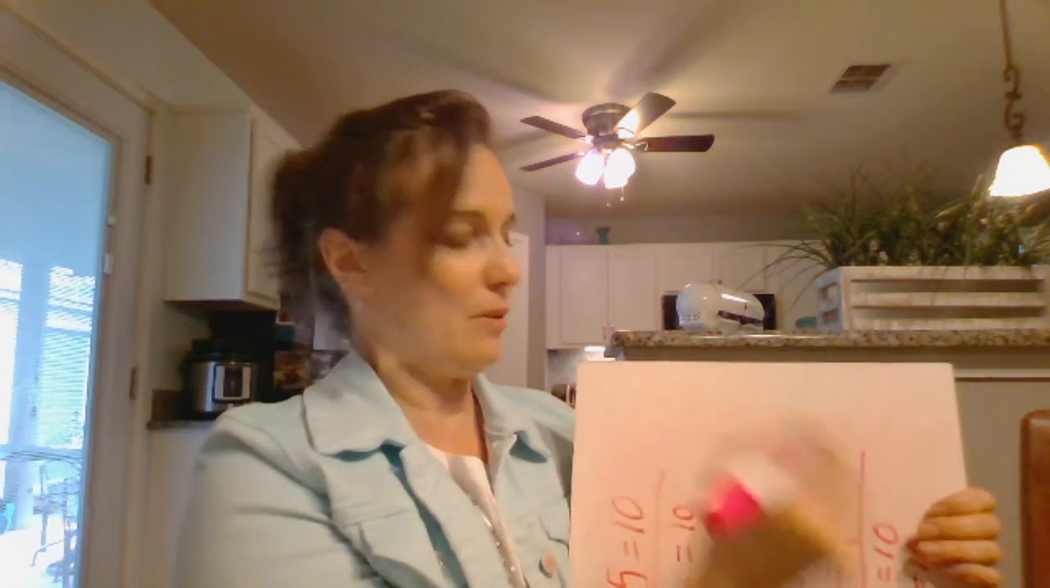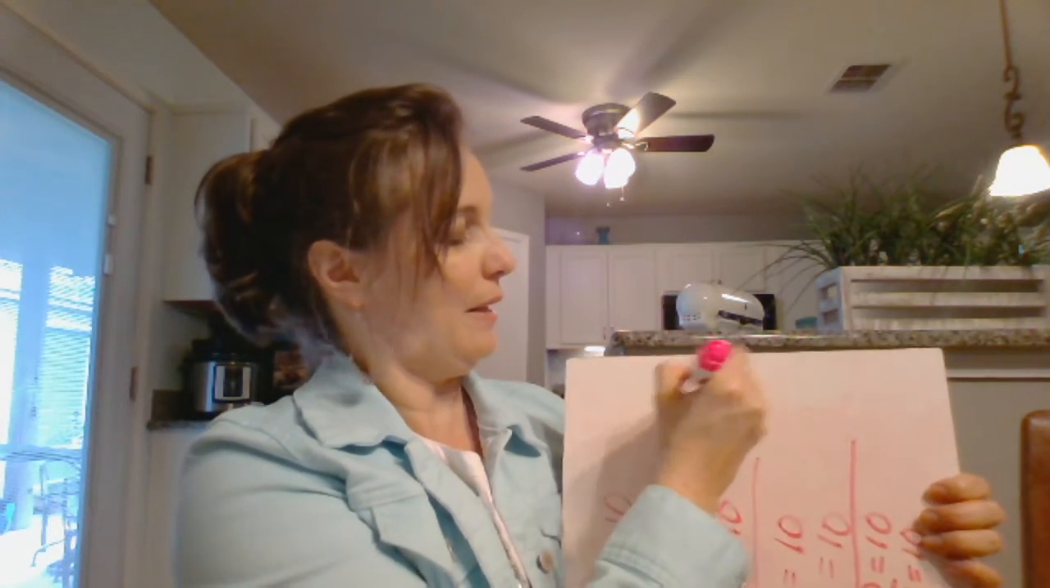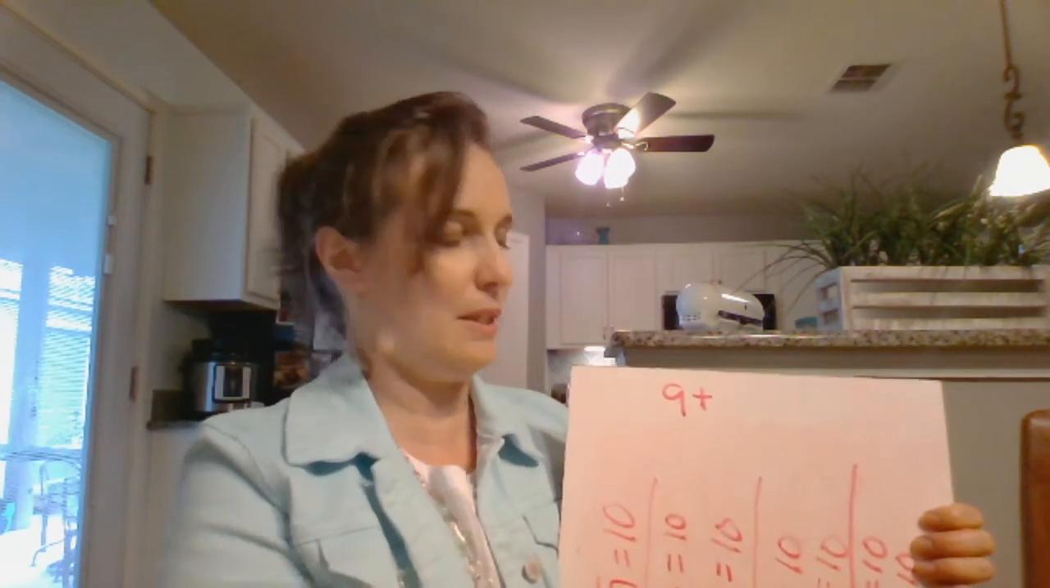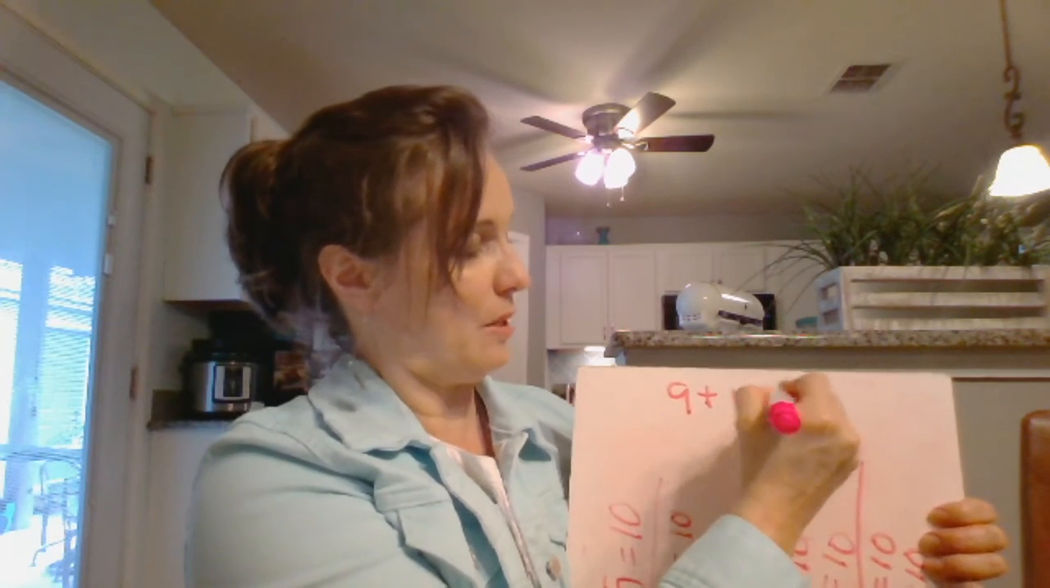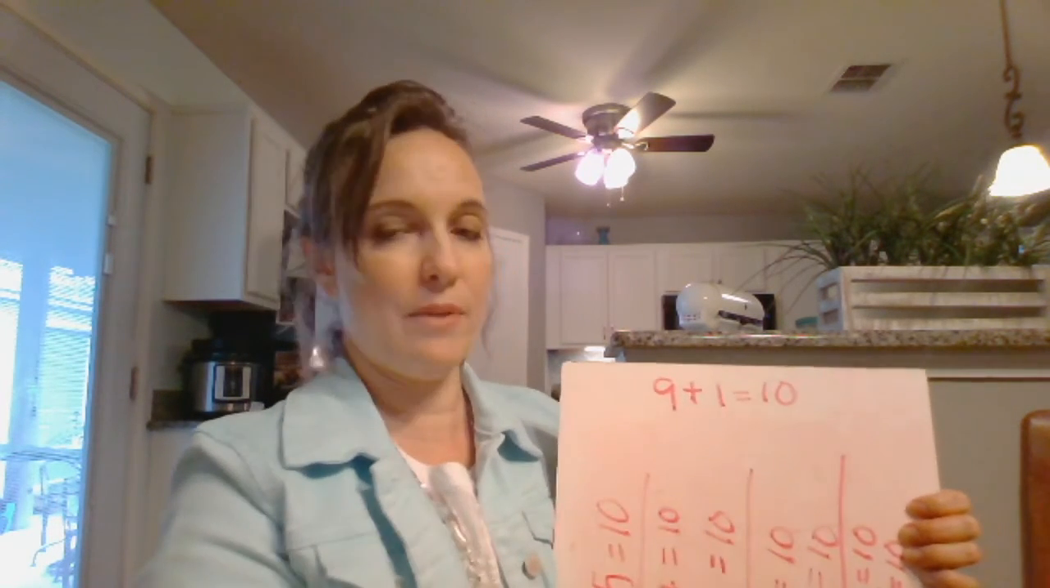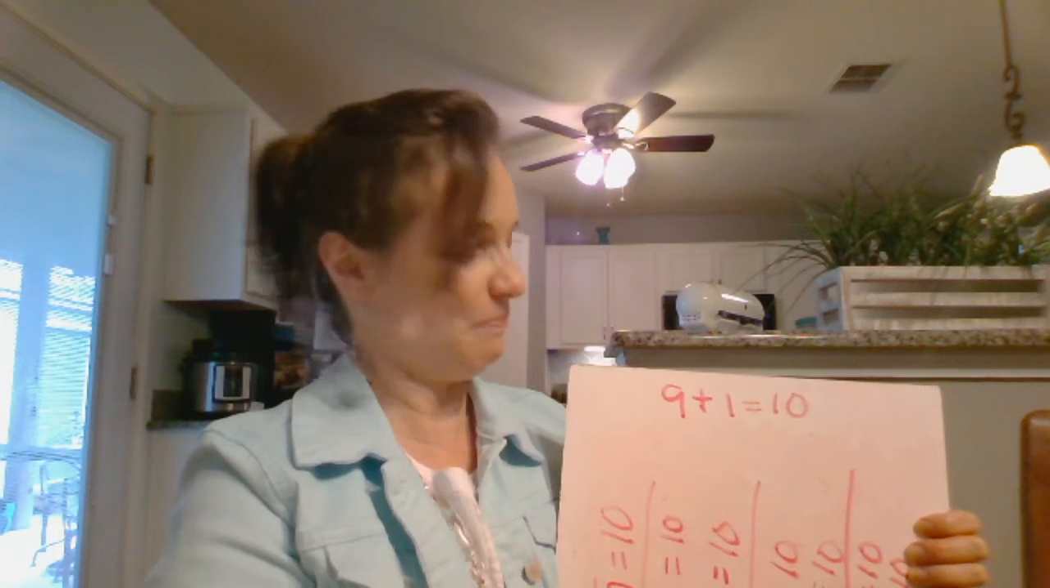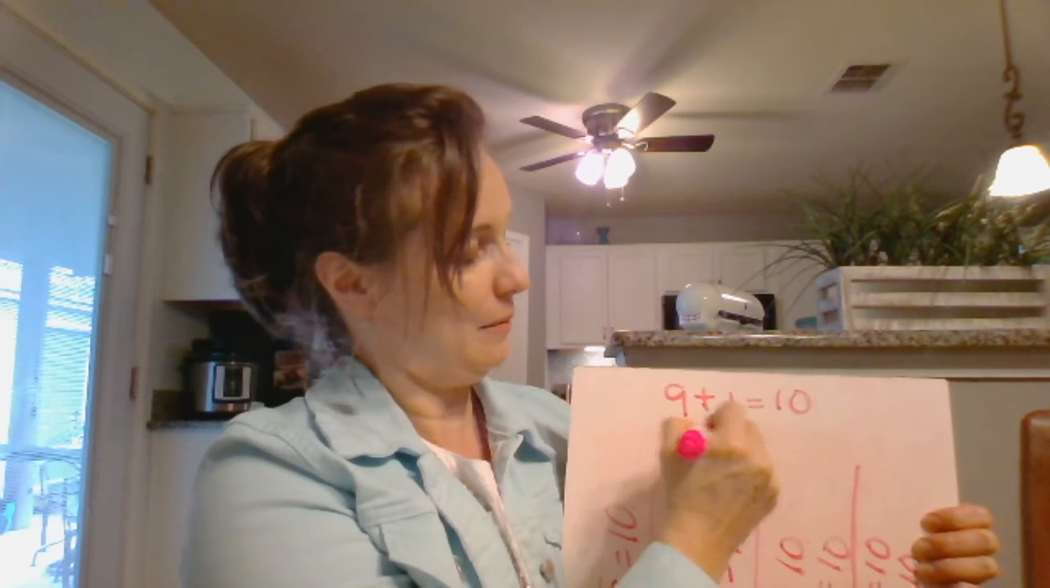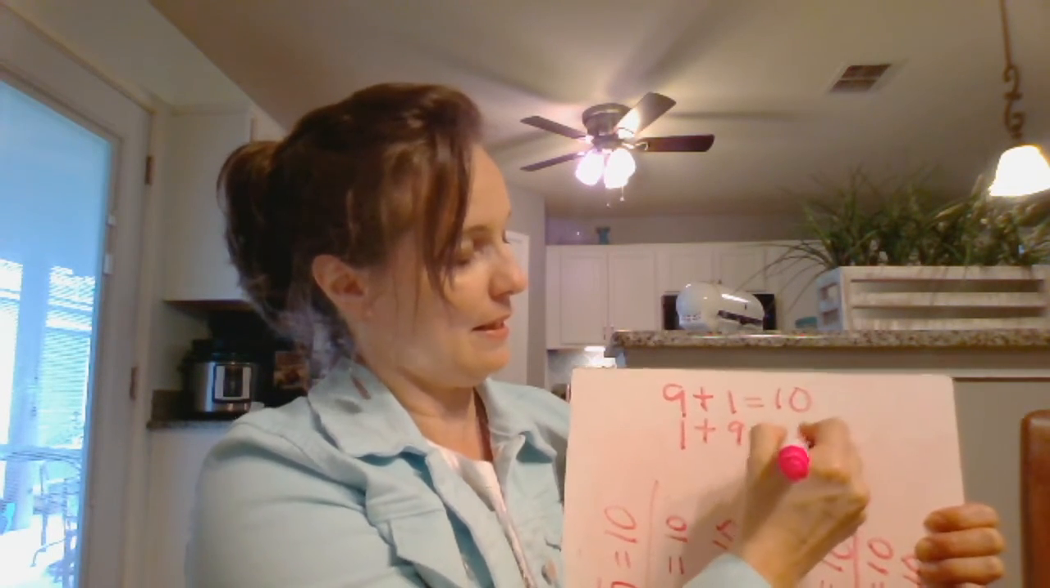Let's turn the board this way so I'll have room. We had 9 plus how many more hops do you need to get to 10? 9 plus 1 is 10. Very good. Now what's the twin? 1 plus 9 is 10.